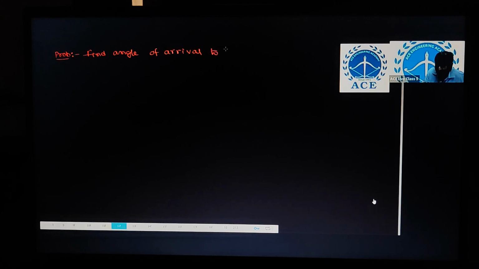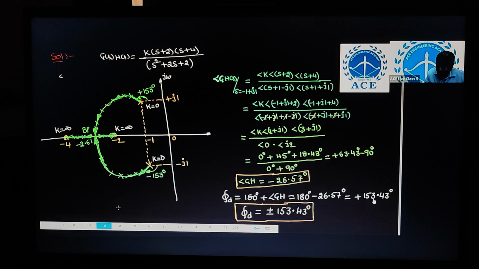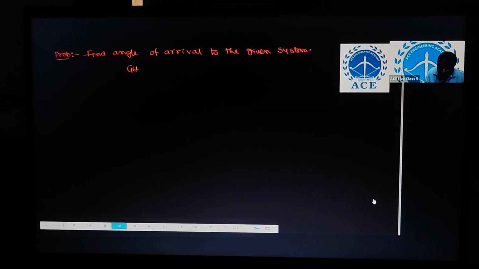Find the angle of arrival to the given system. Same thing I am taking here, reverse I will take, that's all. Numerator, denominator I will interchange. K into S square. Now complex zeros I will take. Come on, do it all of you.